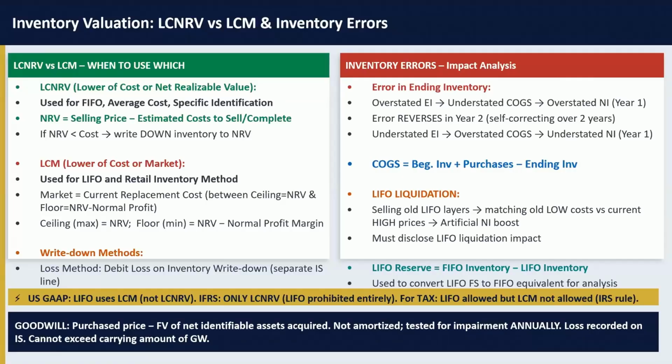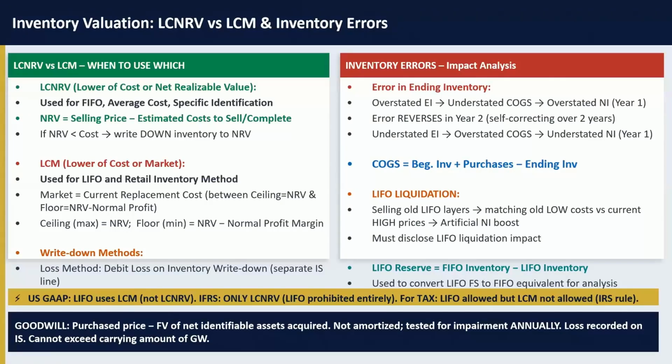Then what are the errors that occur? Yeah, the error reverses in year 2. Error reverses in year 2 means your year 2 net income will be self-correcting itself. You know why? Because in 2020, your net income will be overstated. What happens in 2021? Again, you are overstating your beginning inventory. That will further lead to overstatement of COGS, and again, it will lead to understated net income in year 2. Year 1 net income is overstated. Year 2 net income is understated. So it's self-corrected in 2 years.